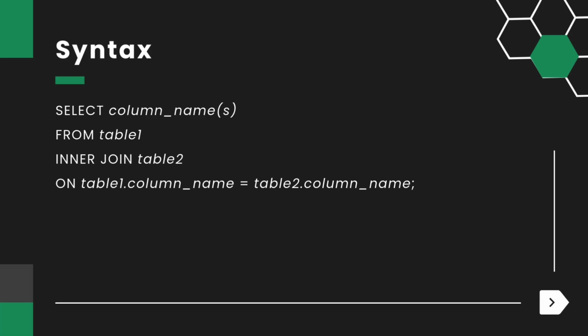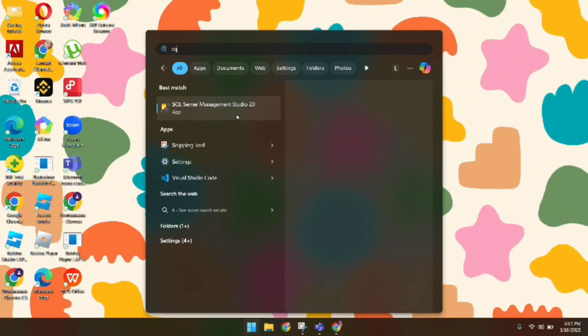Here is the syntax for SQL inner join. Select column names from table 1, inner join table 2, on table 1 column name equals table 2 column name. Now this is how to use the statement.